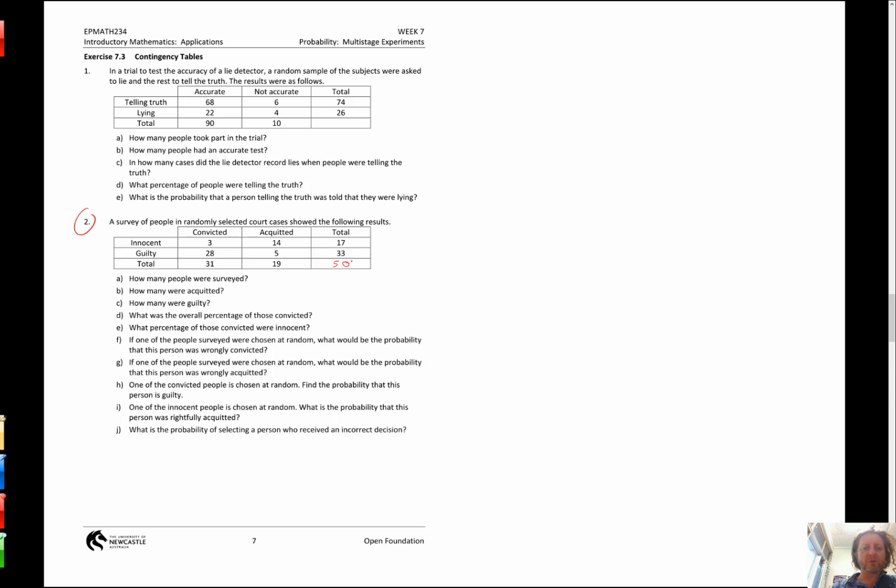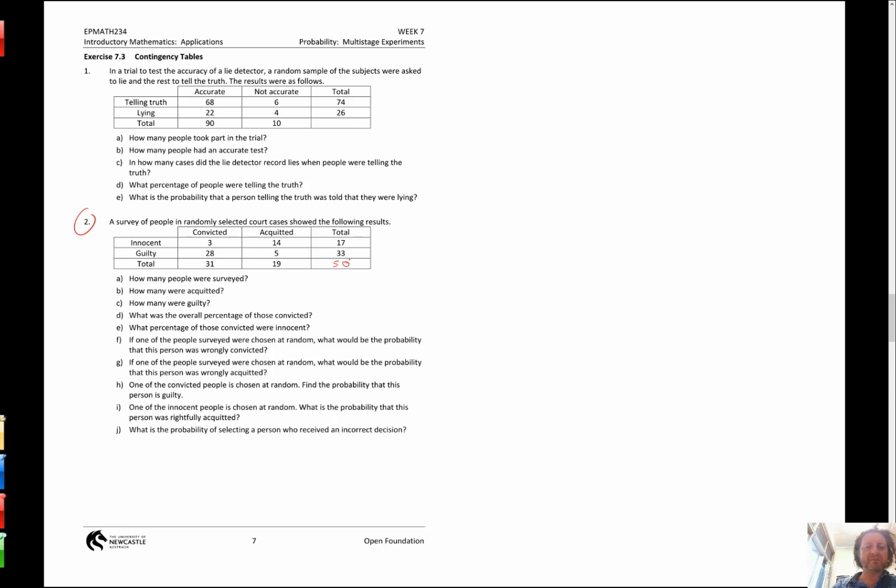Now, let's just look at the 4 main things. 3 people were innocent, yet they were convicted of a crime. Not good. 14 people were innocent and they were acquitted, found not guilty. Fantastic. 28 people were guilty and they were convicted. Good. 5 people were guilty, yet they were found not guilty. They were acquitted. So 3 and 5 are not good numbers, but the others are as they should be.